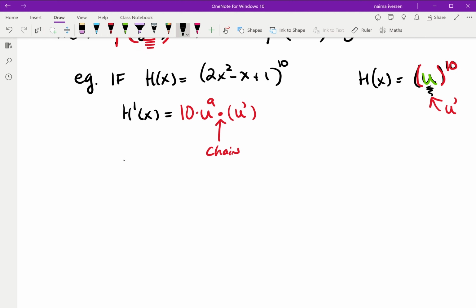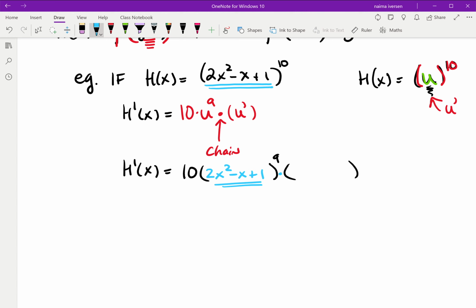So let's see what it looks like. h prime of x is equal to 10 times something to the 9th times the something. The inside here, this guy right here, that's my u. This is something to the power of 10. So it's bring the power down, reduce the power by 1, don't change the inside at all. Then we chain it up to, that's the multiplication, the derivative of the inside here. The derivative of 2x squared is 4x. The derivative of minus x is minus 1. The derivative of plus 1 is 0.